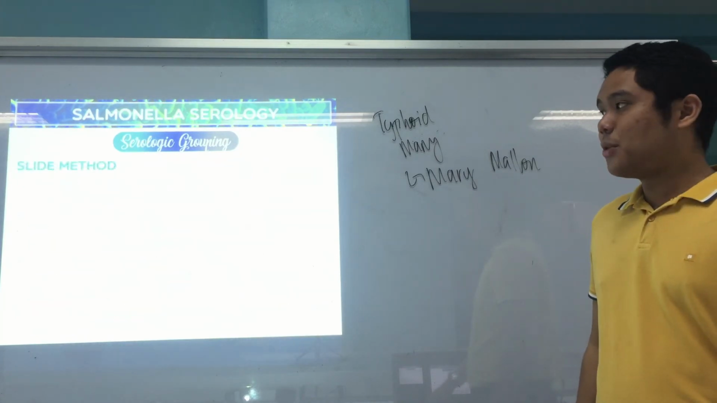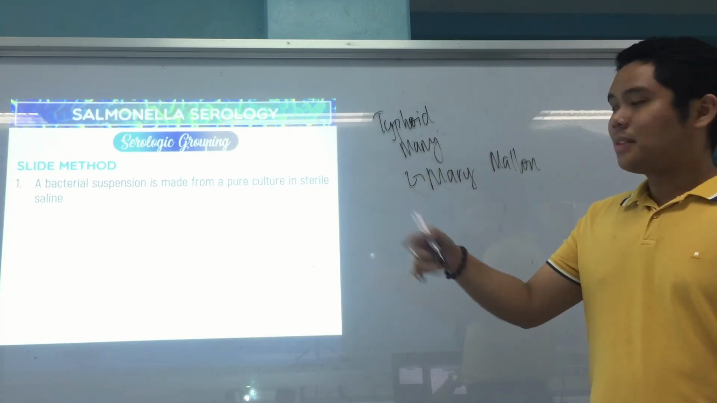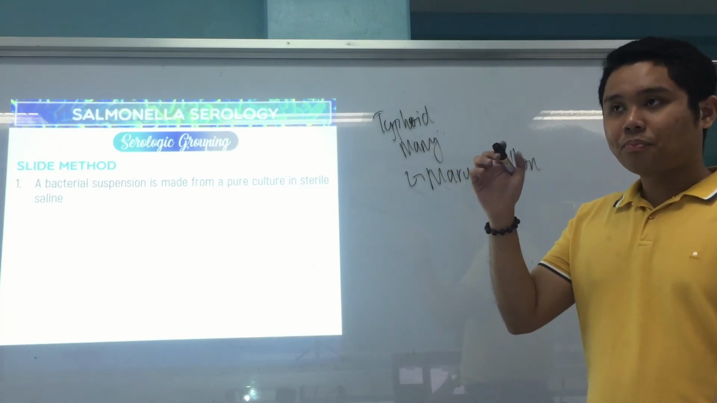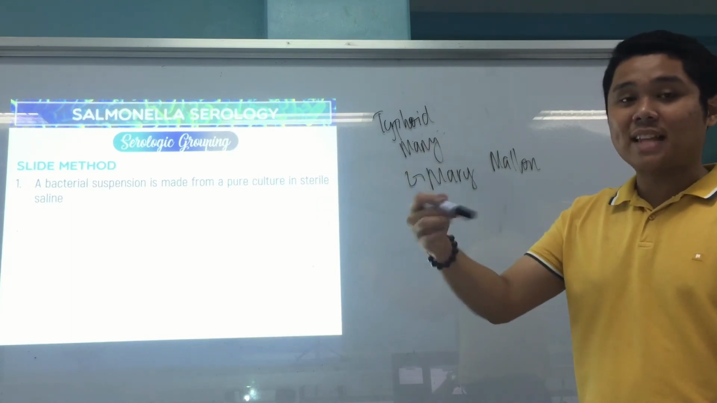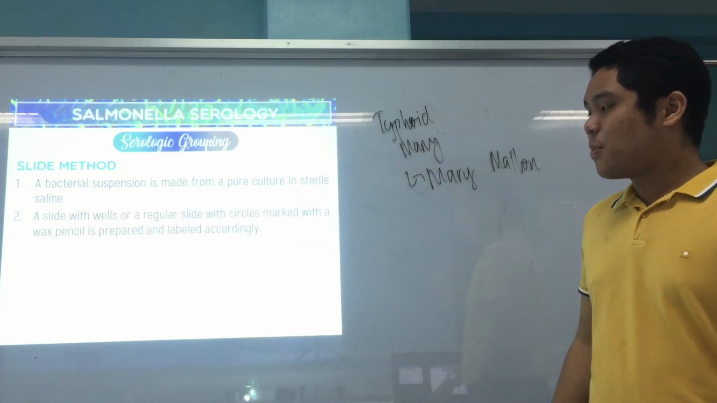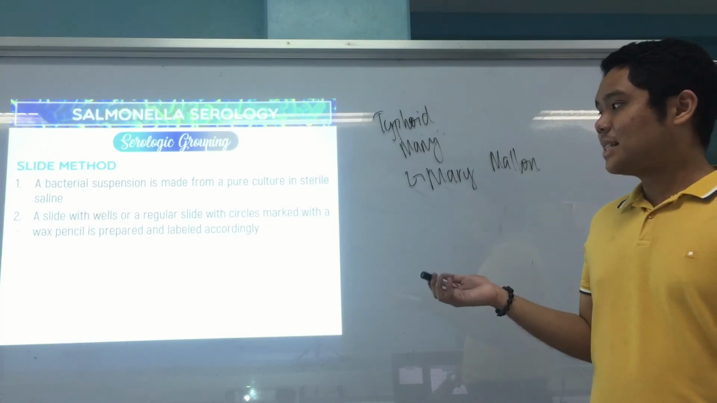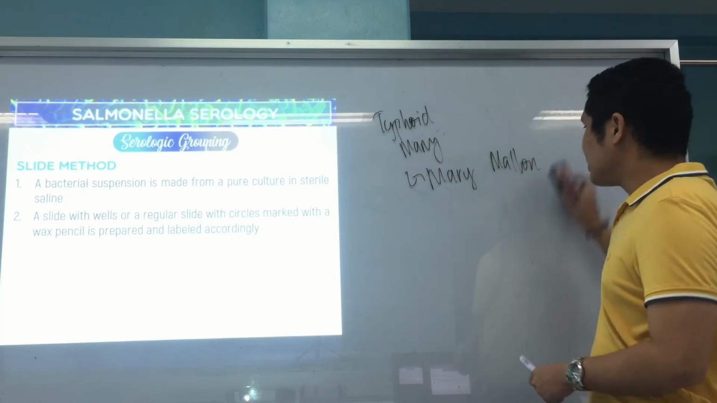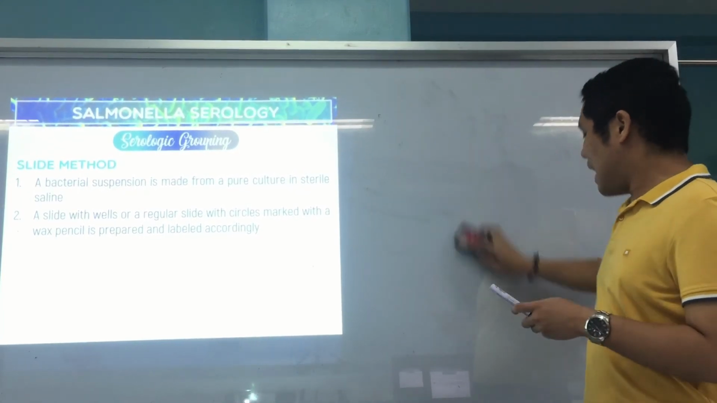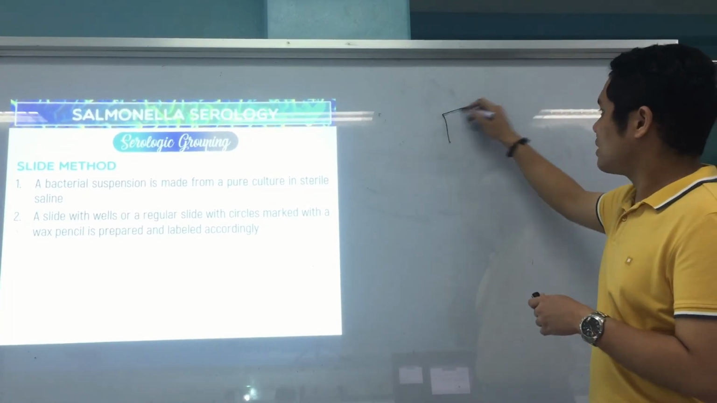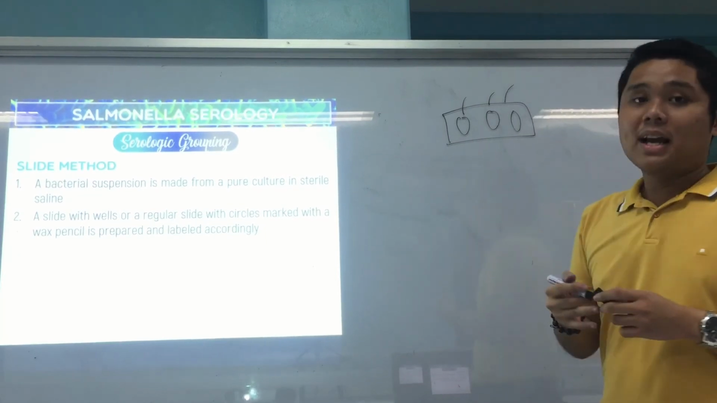So for serological grouping, we perform it using the slide method. We make a bacterial suspension from a pure culture: we get colonies from the pure culture and immerse them in sterile saline. Then a slide with wells, or a regular slide with circles marked with a wax pencil, is prepared and labeled accordingly. If you don't have wells, you use slides with circles, and you label them with the proper label.